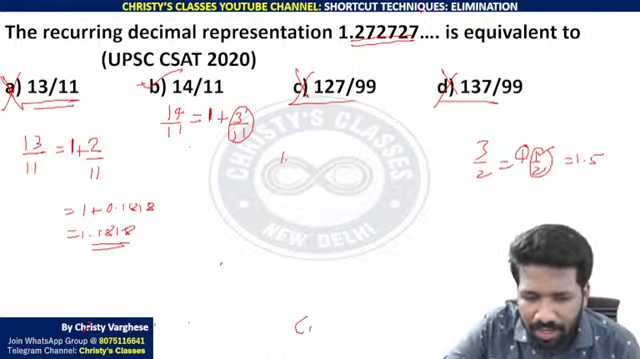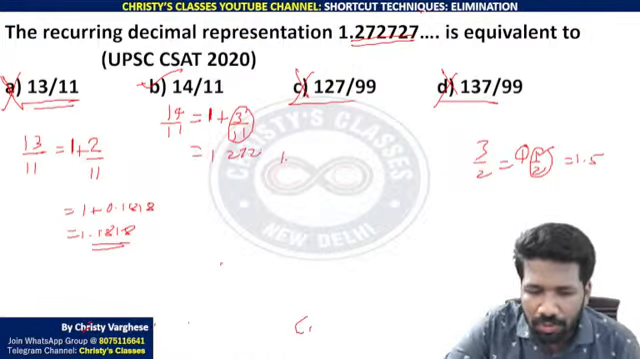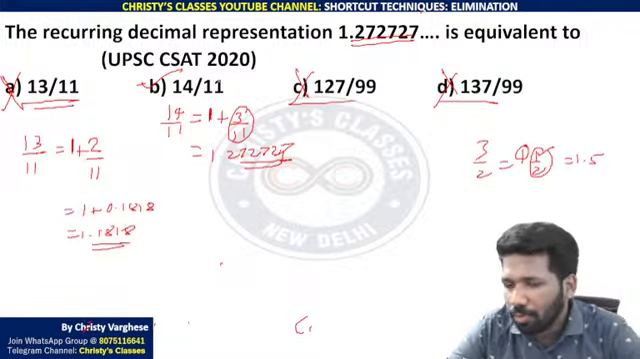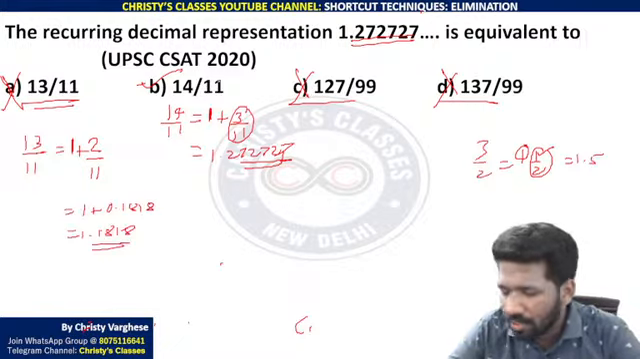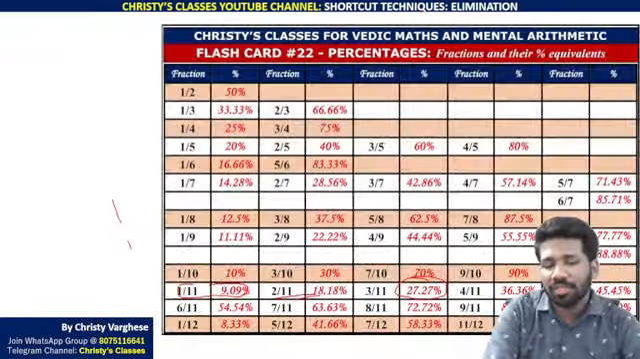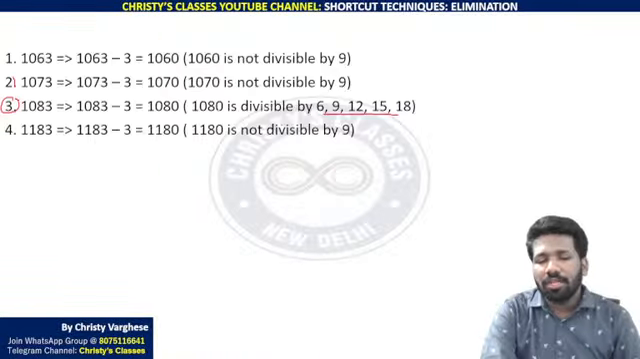Percentage means divided by 100. That means 27.27% divided by 100 gives you 0.272727, exactly. So that way you can say option B matches exactly with the data in the question. I hope you are understanding, all of you.